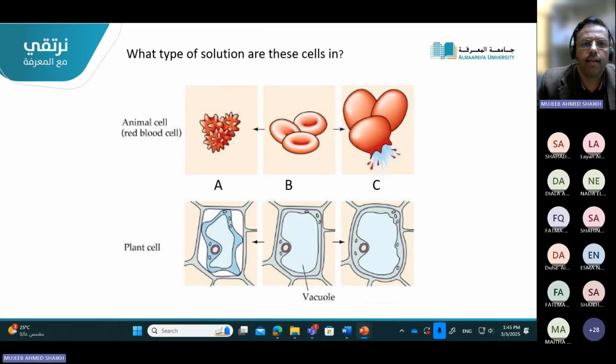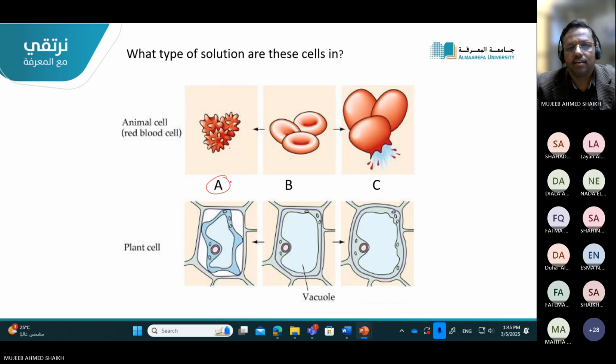Okay, now identify what type of solution these cells are in. Here, which type of solution will be there? The cell is shrunk now. Hypotonic. Hypo. And here, this, hypertonic. Okay, in A, what is the answer? Cells are shrunk now. Hypertonic. Hyper. Okay. In B, what is the answer? Isotonic. Iso. And what is C? Hypotonic. Here are the answers.